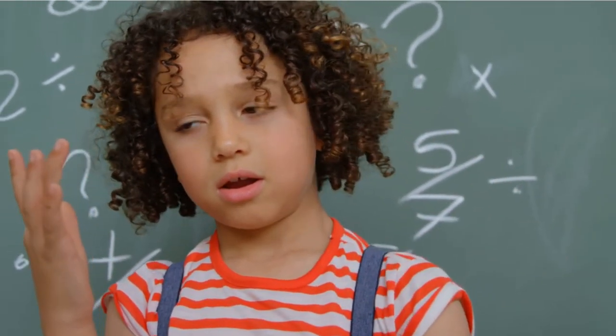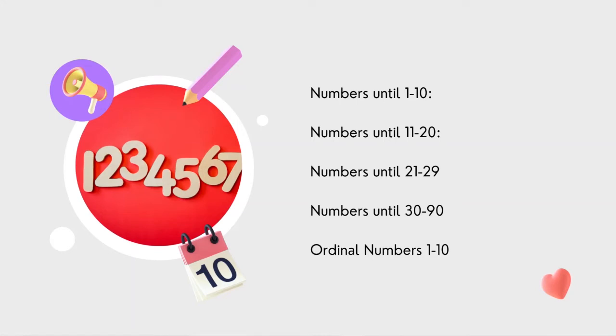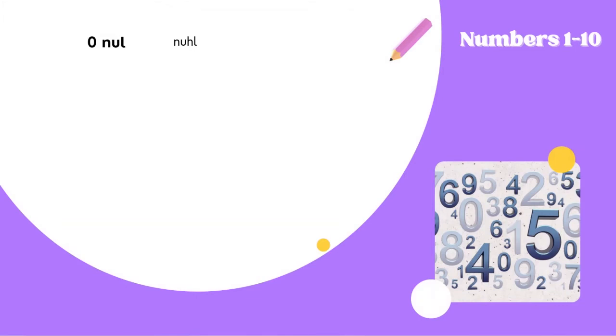And then the last thing that we're going to do is we're going to take a look at ordinal numbers. So you might wonder, what is ordinal numbers? Those numbers are like first, second, third and those kind of things. So let's immediately dive into it and we go to the numbers 1 to 10.